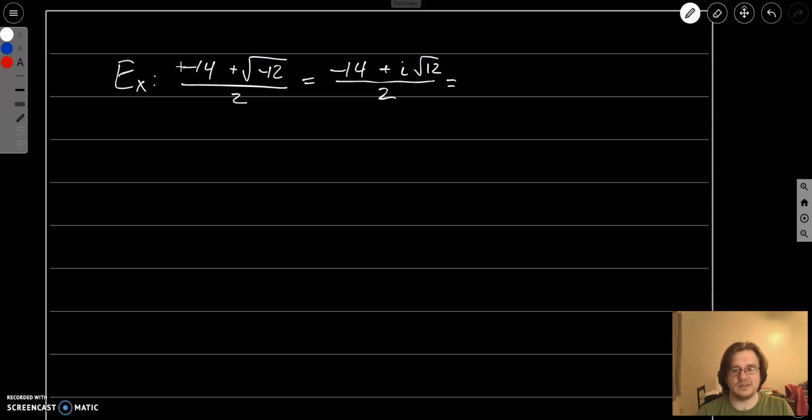So I can write this as negative 14 divided by 2 plus the square root of 12 over 2 times i. Note that I sort of write i by itself at the end of the fraction. And this is just convention. It's not important, but I think it looks nice. Negative 14 divided by 2, we can simplify that. That's simply negative 7. Plus the square root of 12.